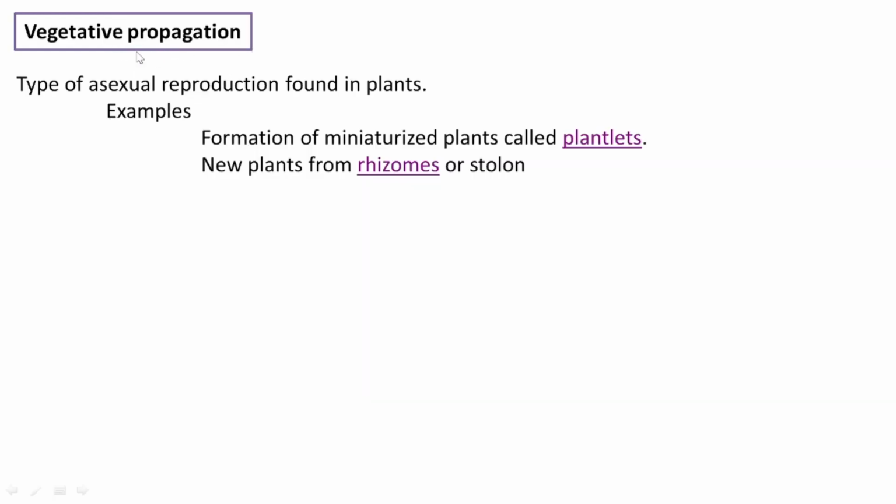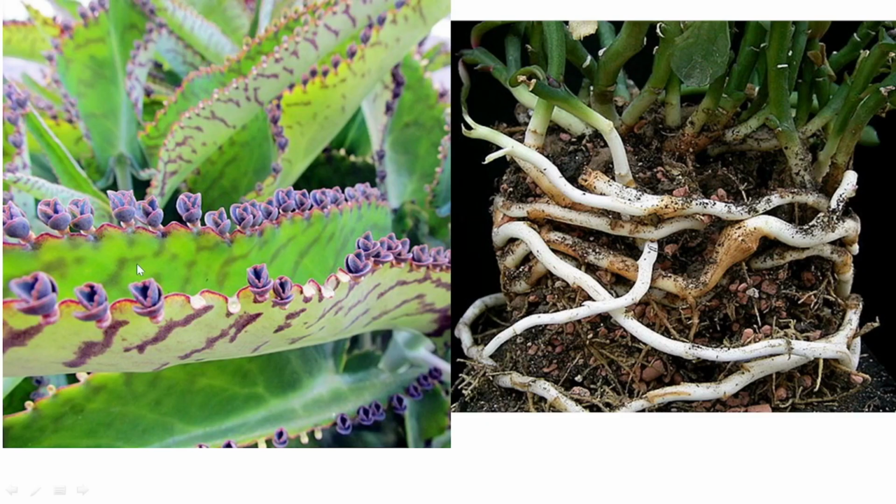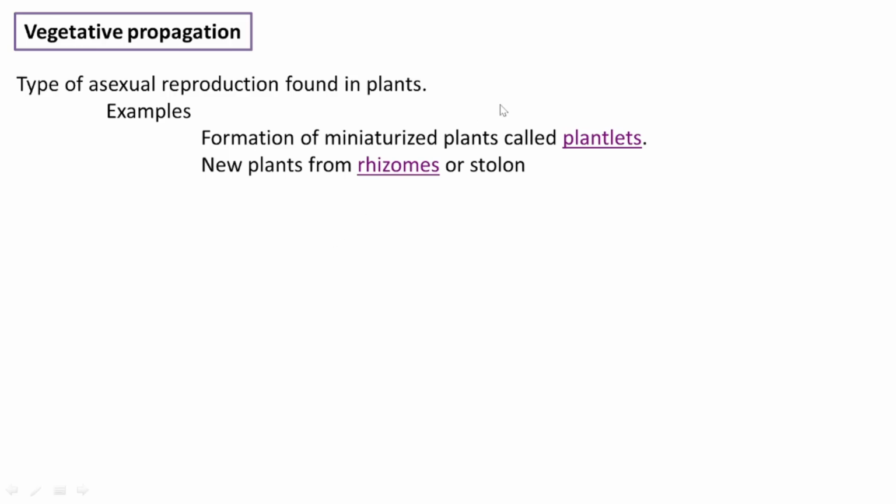Vegetative propagation. Vegetative propagation is another asexual reproduction method found in plants. Here, plantlets are forming from leaf-like structures. These plantlets are miniature plants themselves. What are plantlets? I will show you in an image. These are the plantlets. They are developed from leaf-like structures of the plants. This is also a type of vegetative propagation.